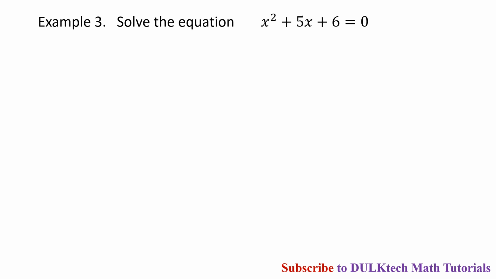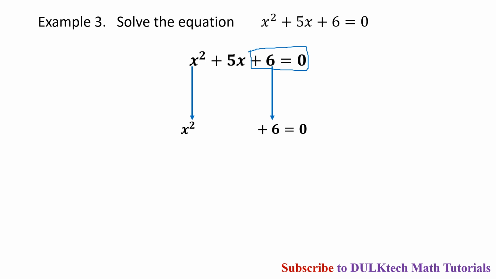For those who haven't watched that video on factorization of quadratic expressions, what we simply do is we rewrite this equation as it is. We drop the squared part, this term in x squared, as it is. We do nothing to it, just drop it as it is. Then we also drop this part as it is, this plus 6 is equal to 0, like this.